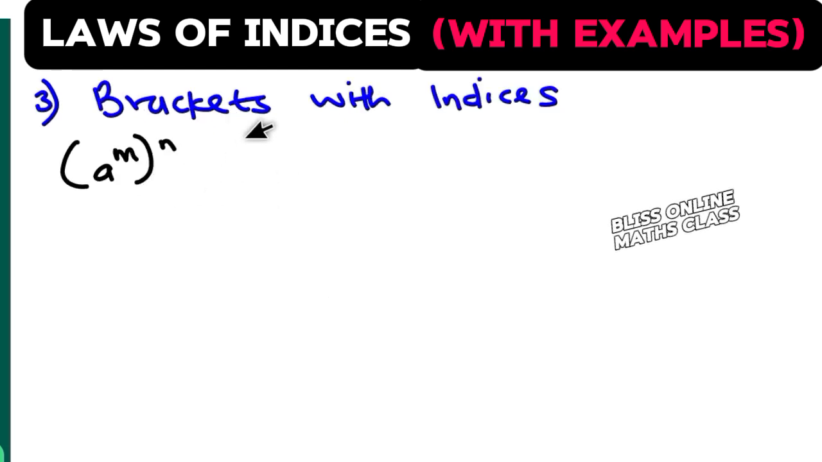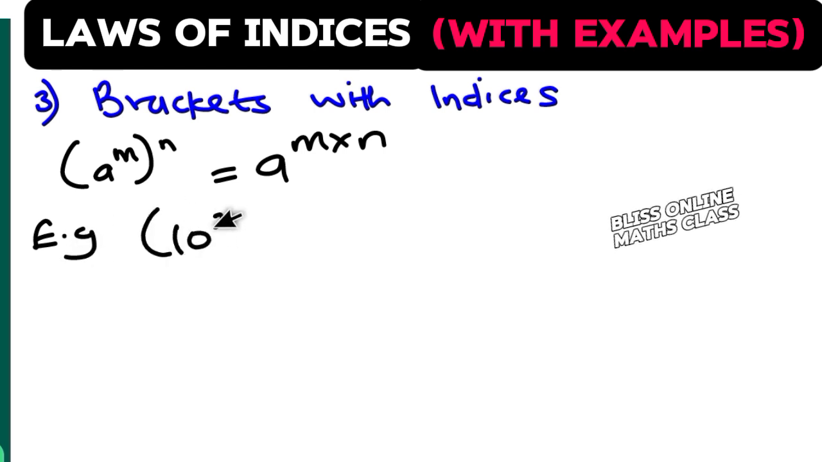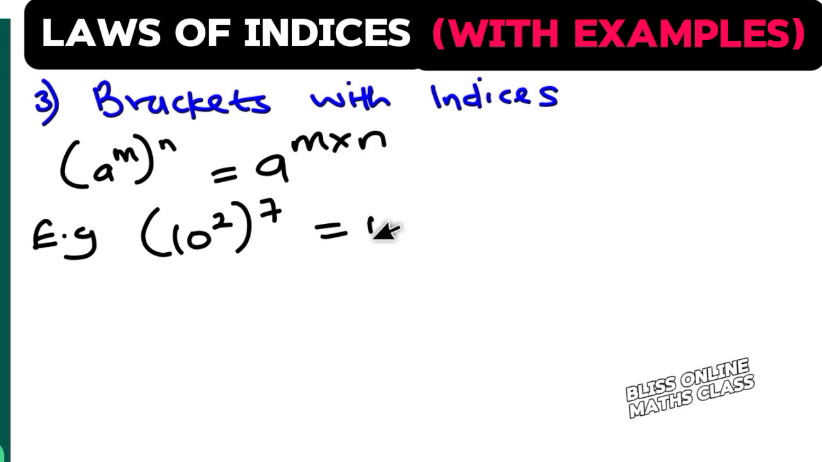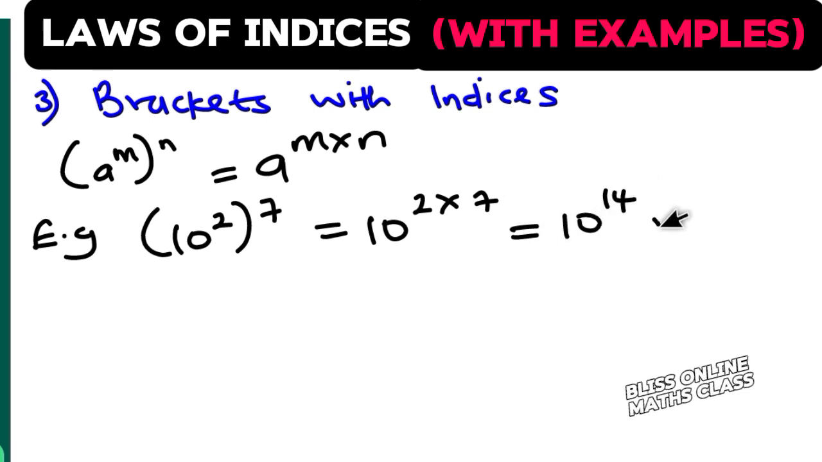Let's go back to the third law. So the third law is brackets with indices. When you're solving indices with brackets, you make sure that the power outside the bracket is multiplied by the power inside the bracket. So this is simply equal to a raised to power m times n. So that is how you solve indices with brackets. So for example, we have 10 raised to power 2 raised to power 7. Using this law, this is equal to 10 raised to power 2 times 7, which is equal to 10 raised to power 14. And that's our answer.